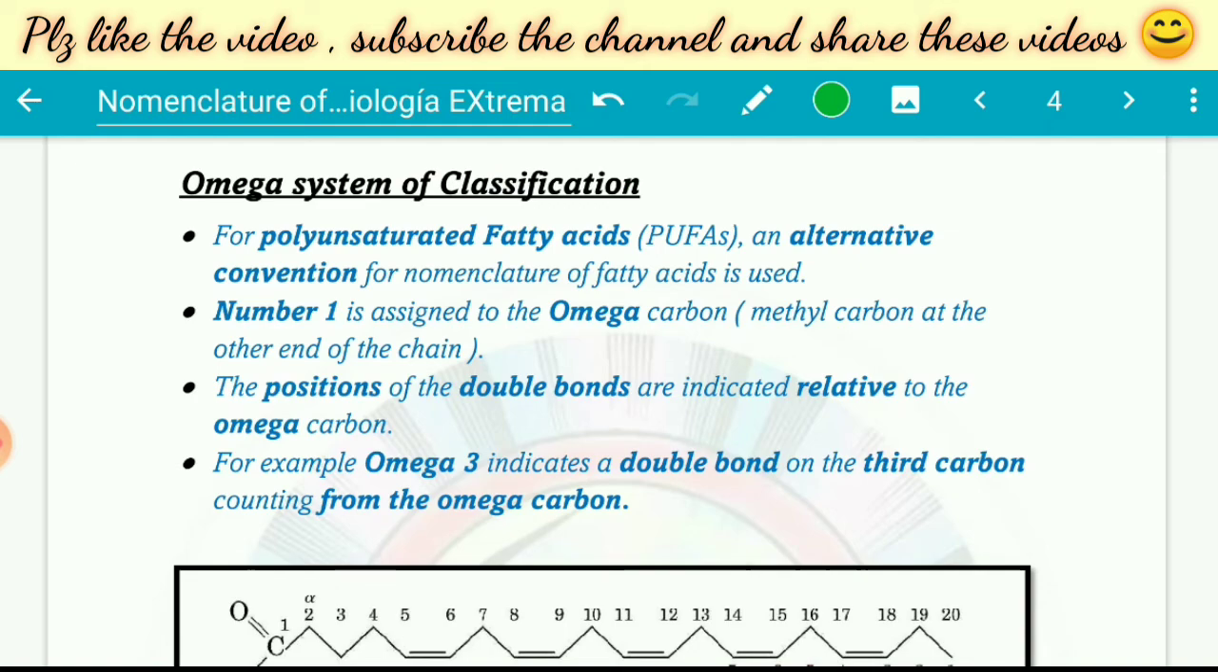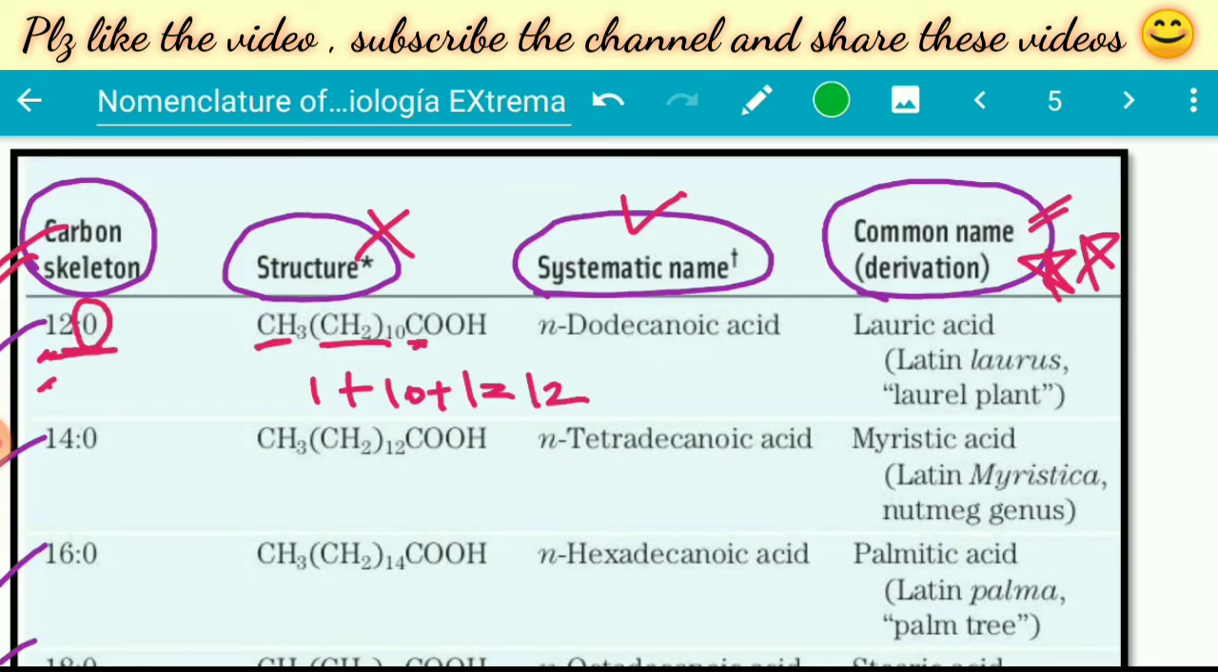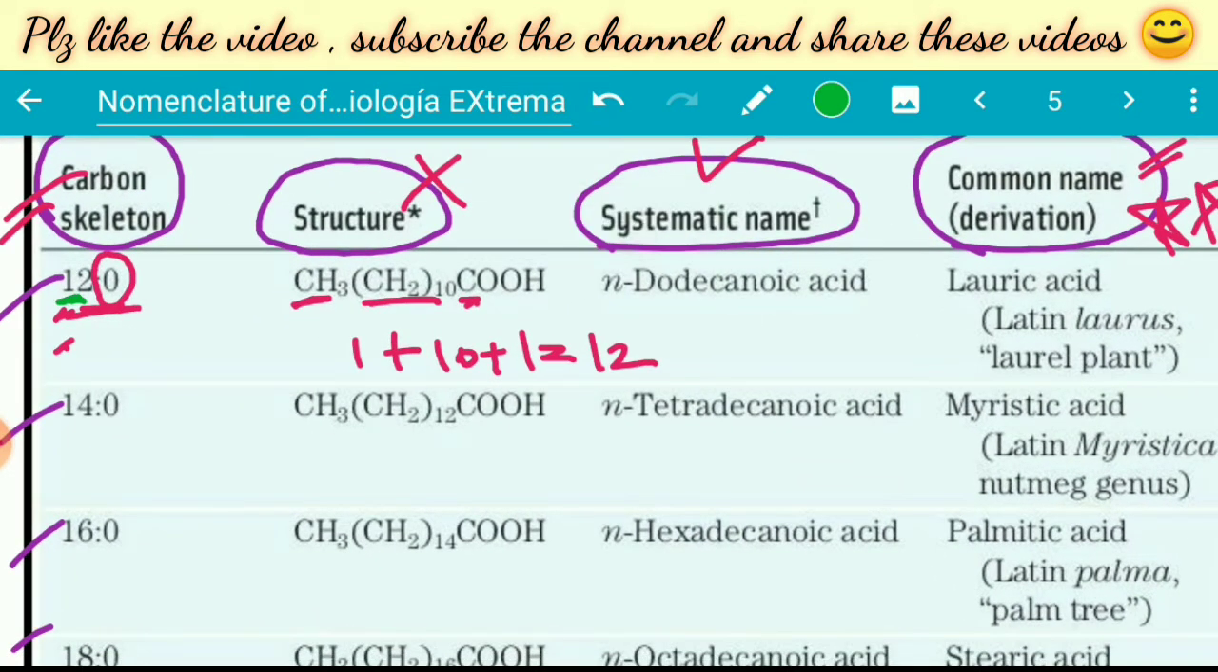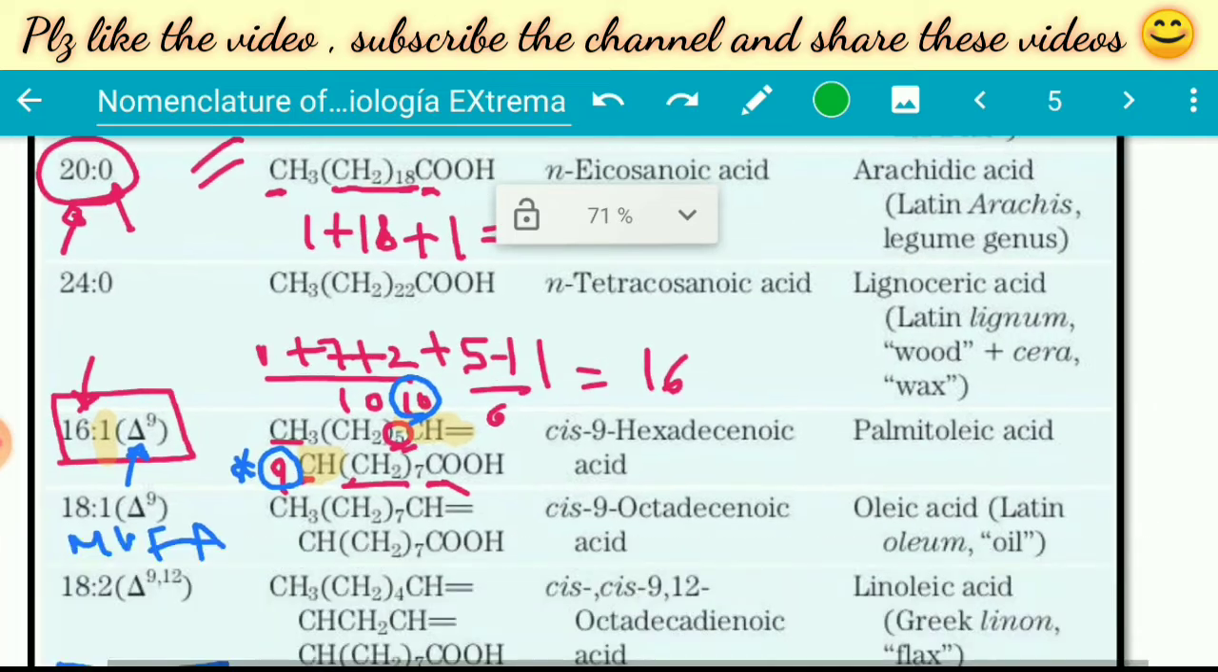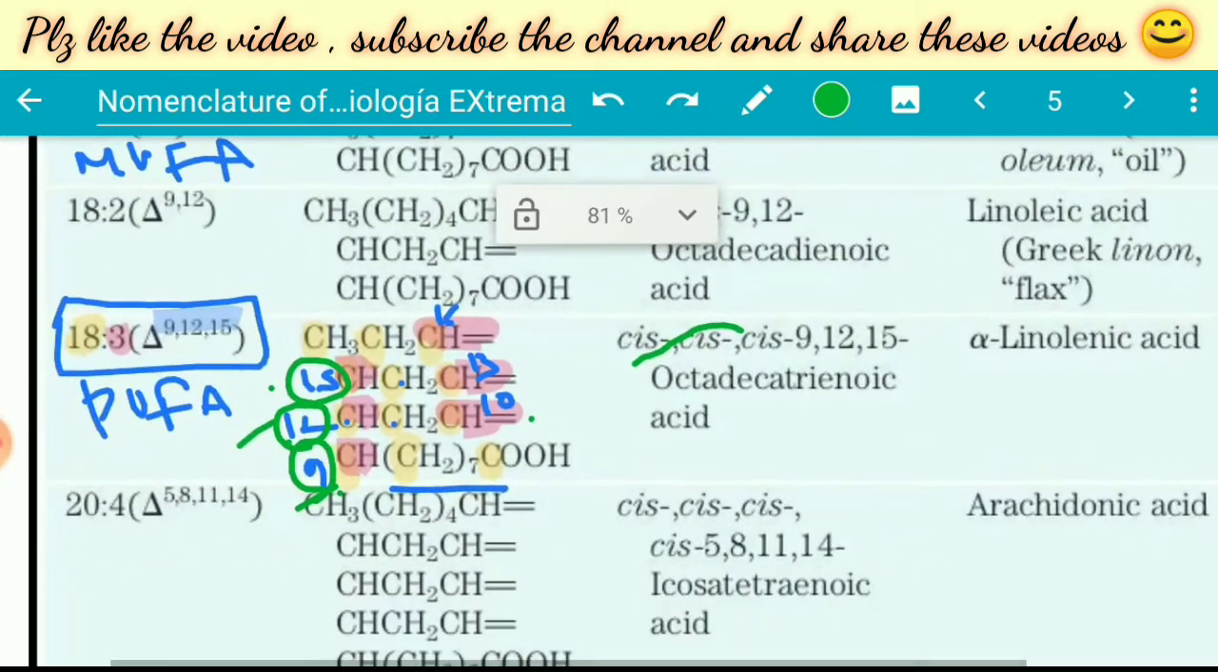So let's try. Like this one is 12. So we first look at this. These are saturated fatty acids, so there is anoic. And if we look at the unsaturated ones, we have enoic, okay. We have enoic.